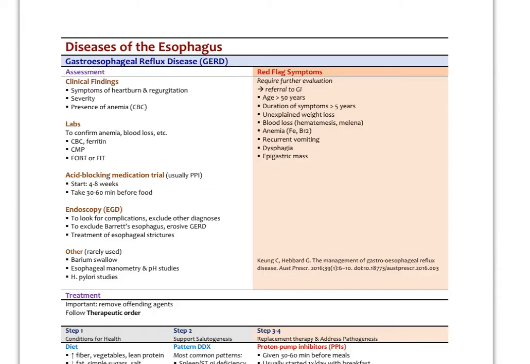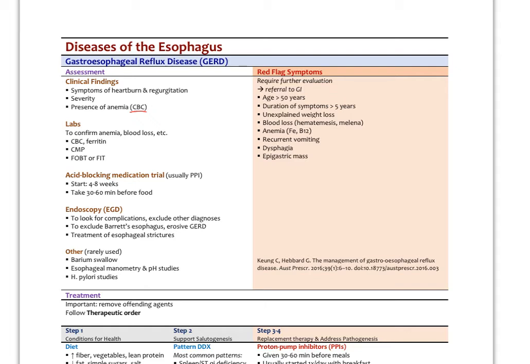Okay, let's look at the assessment and treatment here of GERD. With assessment, we're going to be looking at any symptoms, of course, of heartburn and regurgitation in the history, looking at the severity, timing, what triggers it, and any presence of anemia just by inspection. So is there pallor, are there pale nail beds, things like that. But then we're going to use some labs to confirm some of this.